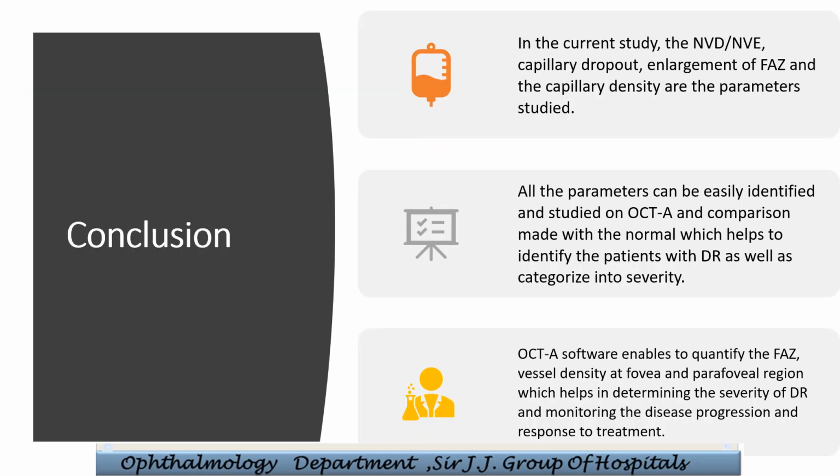To conclude, in the current study, the NVD or NVE, capillary dropout, enlargement of foveal avascular zone, and the capillary density are the parameters studied. All the parameters can be easily identified and studied on OCT angiography and compared with the normal, which helps to identify the patients with diabetic retinopathy as well as categorize them by severity. The OCT angiography software enables quantification of the foveal avascular zone and vessel density at the fovea and parafoveal region, which helps in determining the severity of diabetic retinopathy and monitoring the disease progression and response to treatment.